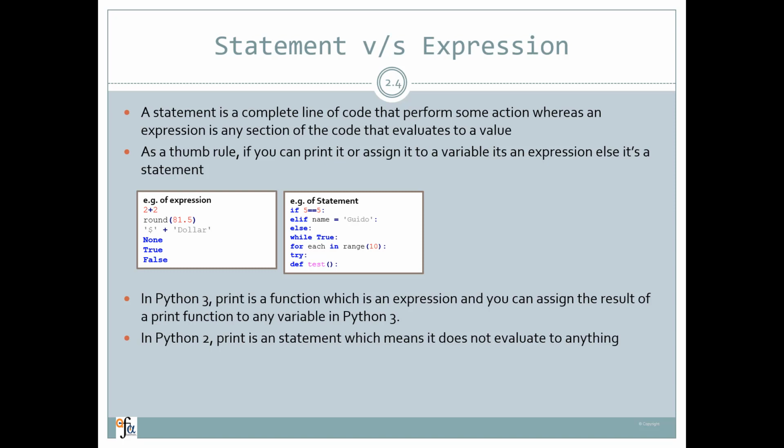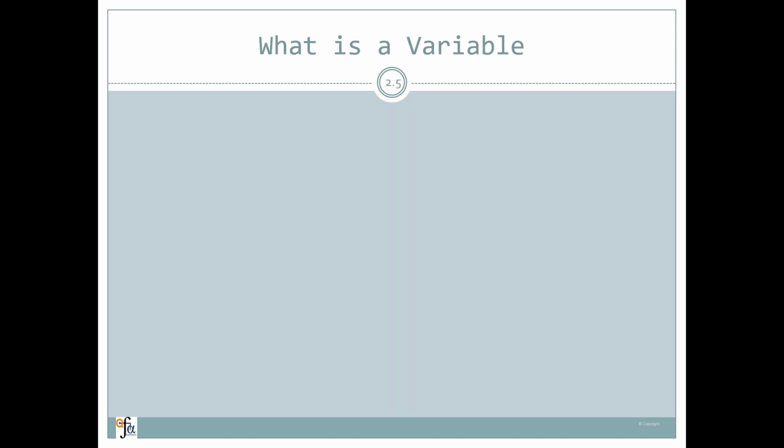However, in Python 2, print is a statement, as it just prints whatever you ask it to print, but does not evaluate to anything. We have used this term variable a lot in here. Now let's see what is a variable in the next slide. So what is this variable which we kept referring to in the previous slide?